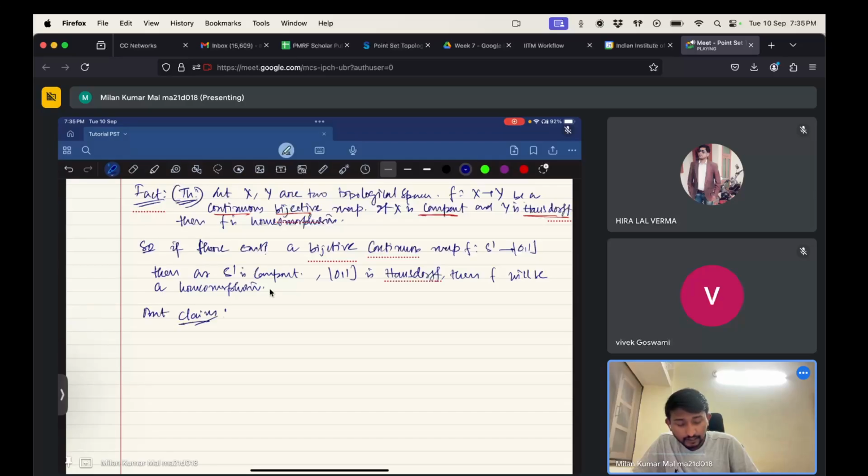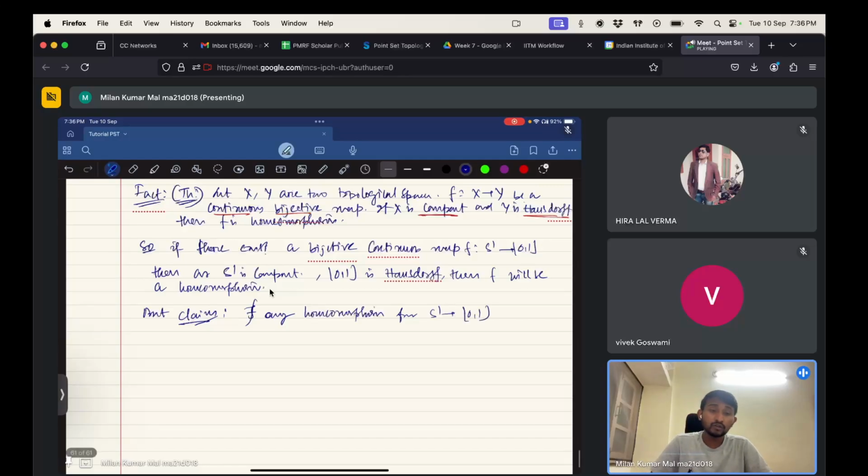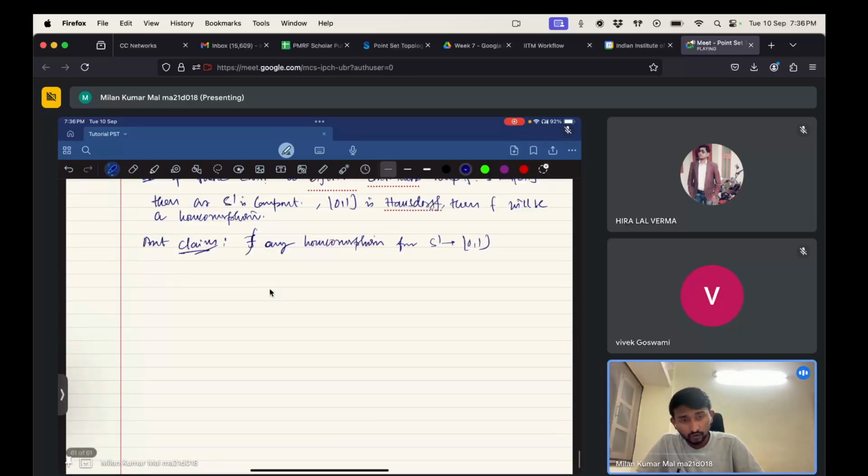The claim is that there does not exist any homeomorphism from S1 to (0,1). Why will there not be any homeomorphism? Let's first try to understand this pictorially.